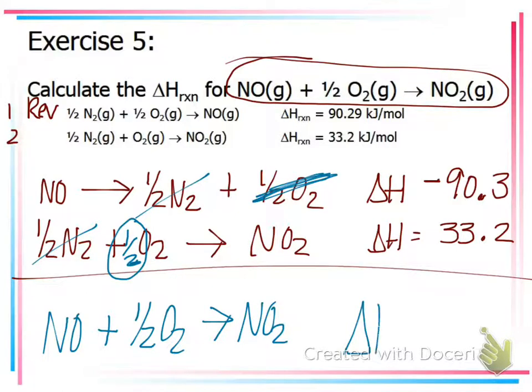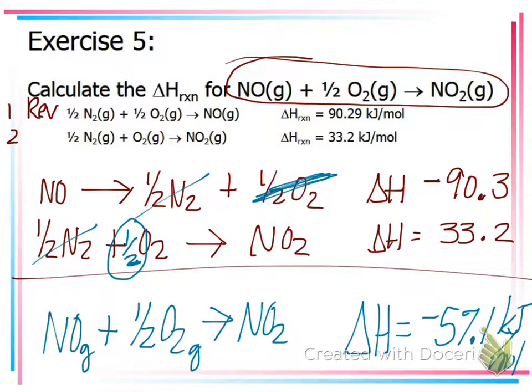And my overall delta H would be, I add those two together. There you go. Now we're going to get 57.1 kilojoules per mole. And we're going to go back and we're going to say gas, gas, and gas for the final. Okay? Yes, ma'am? This is probably a very stupid question, but how do you get half of oxygen?